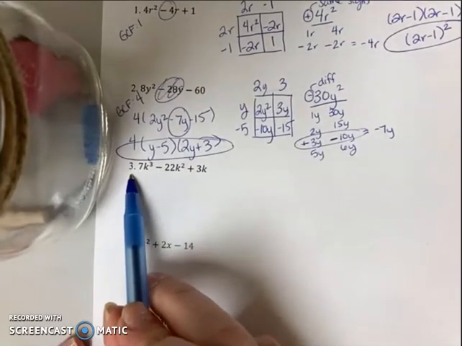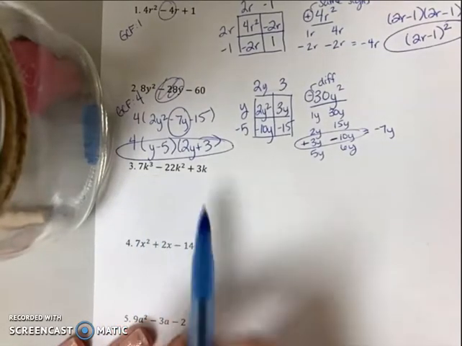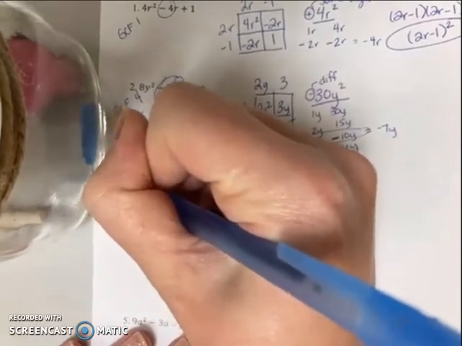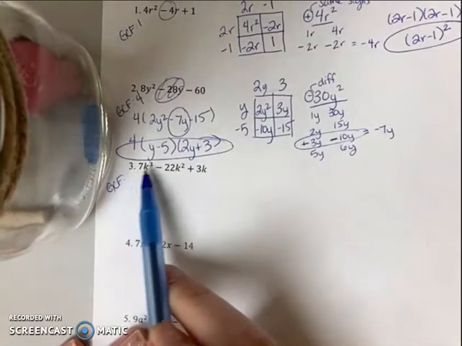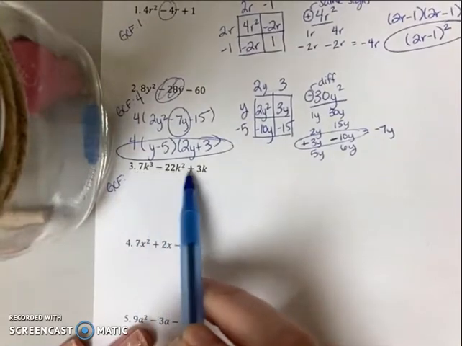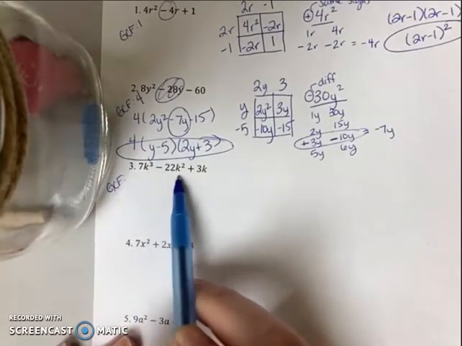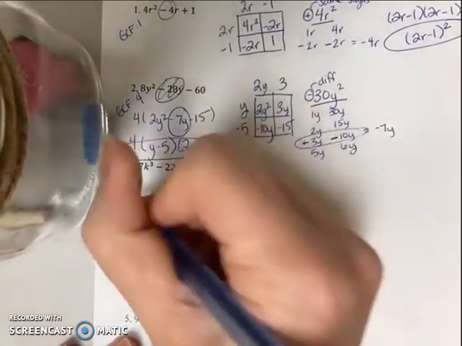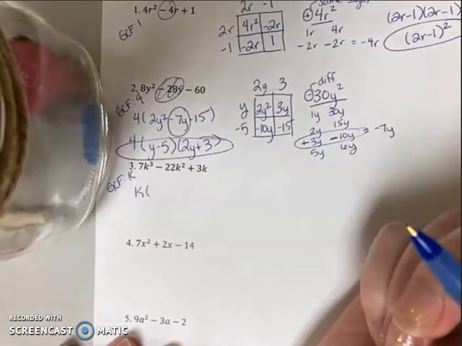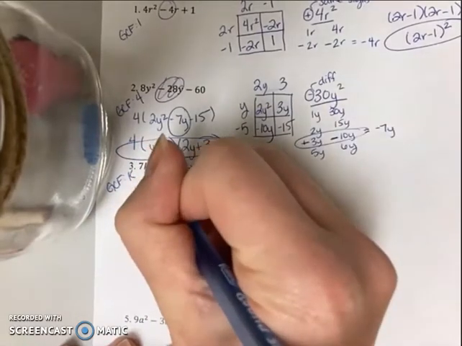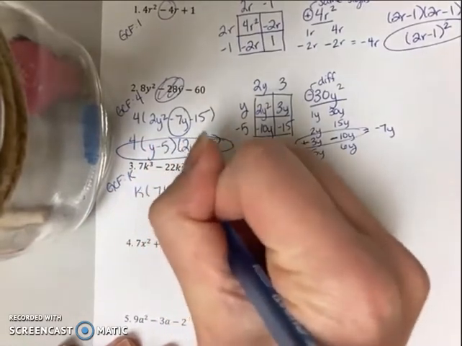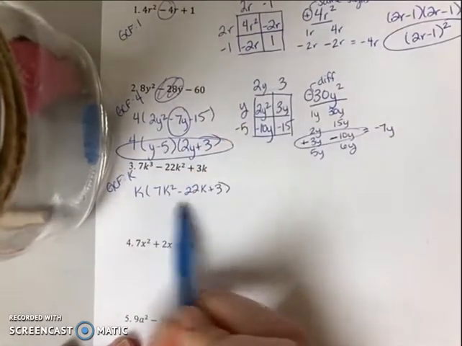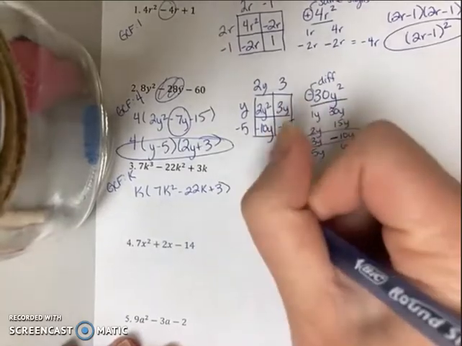Next, number 3, if I take a look at this expression, I do see that there is a GCF. The numbers have a GCF of 1, but they all have the k. So I could pull a k out. When I pull out a GCF of k, I'm left with 7k squared minus 22k plus 3. And this is what I want to use in my box.